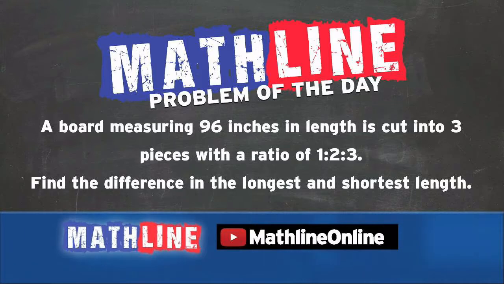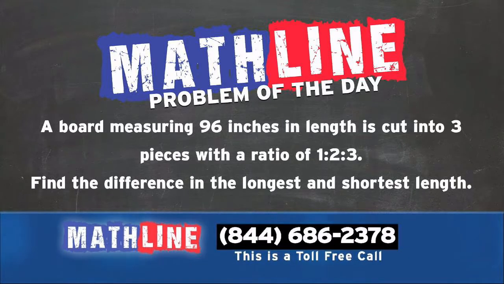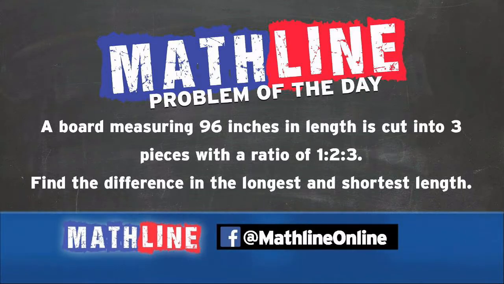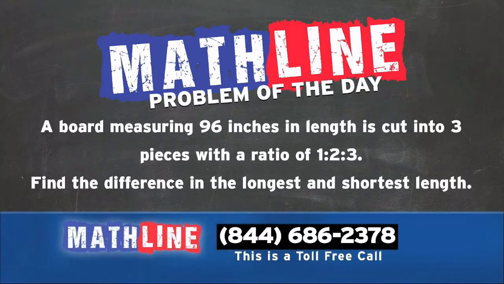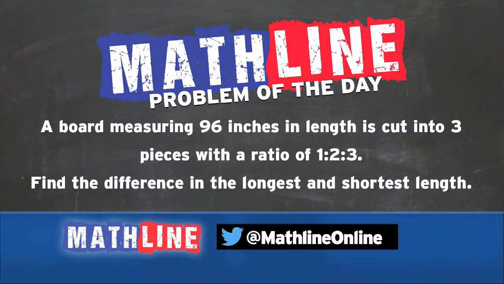Now, I mentioned ratios. Let's see what today's problem of the day holds for us. A board measuring 96 inches in length is cut into 3 pieces with a ratio of 1, 2, and 3. Wow. This isn't just find the lengths. It says find the difference in the longest and the shortest length.